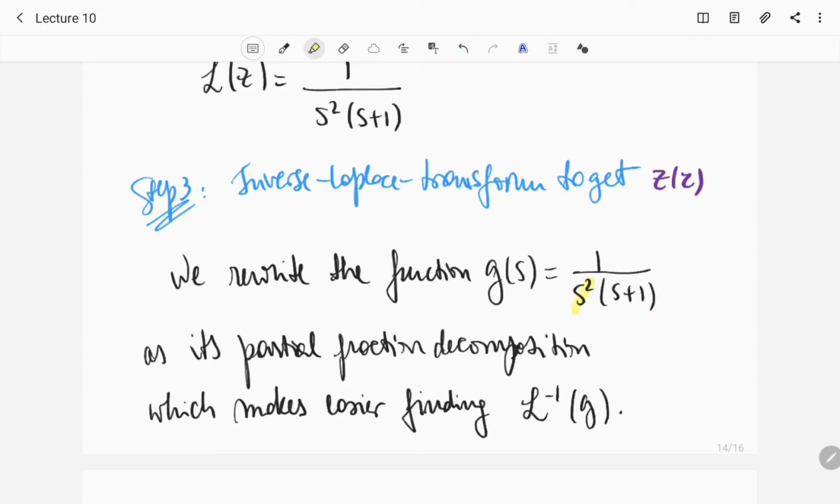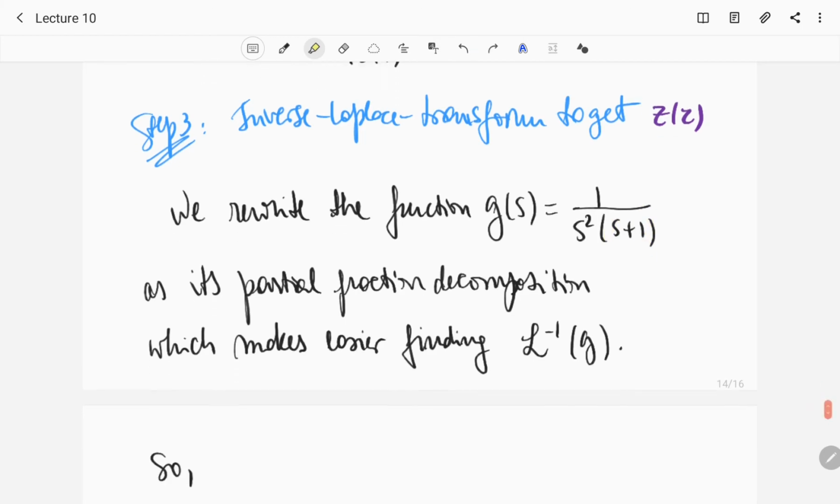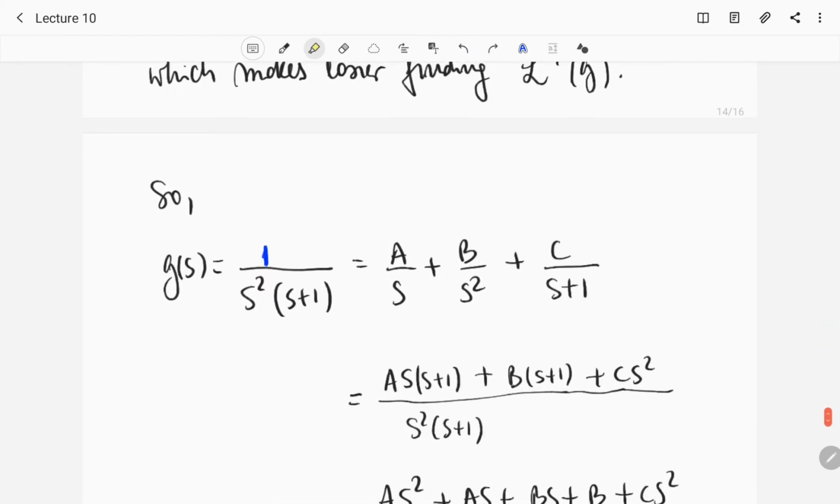And each factor will give us a couple of terms. So this s squared will give us a constant over s plus another constant over s squared. And this factor will give us a third constant over s plus 1. So what I was saying is, this is our function g, and looking at this factorization of the polynomial, we will find numbers a, b, and c verifying this identity.